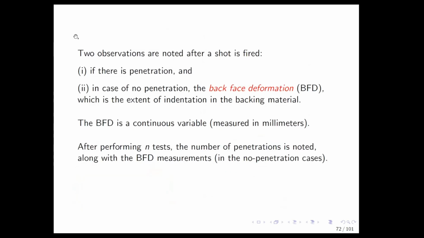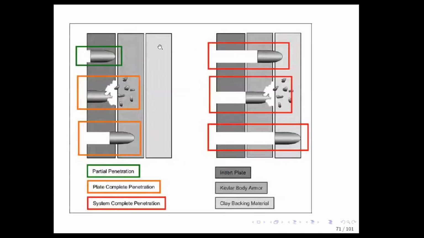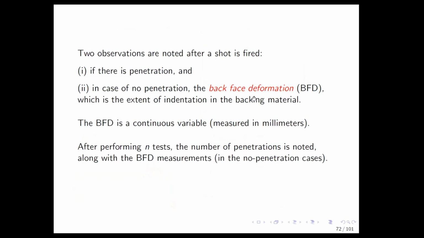Now, there are two observations obtained after a shot is fired. One is penetration. So that is the binary data we are going to look at right now. Then, in case of no penetration, you collect data on what is called back face deformation or BFD, which is an indentation on the clay backing material. Let's go back. So this thing on the right is the clay backing material. Because of the force of the bullet, even if it didn't penetrate, there could be an indentation here. So some depth showing up, right? It will be pushed back, so to speak. And the amount by which it is pushed back will be measured in millimeters, and that is referred to as BFD or back face deformation.